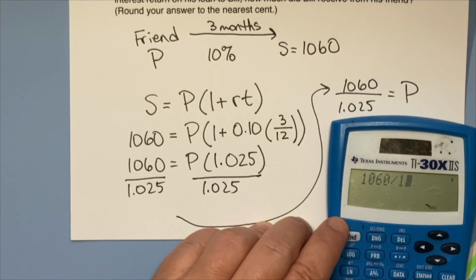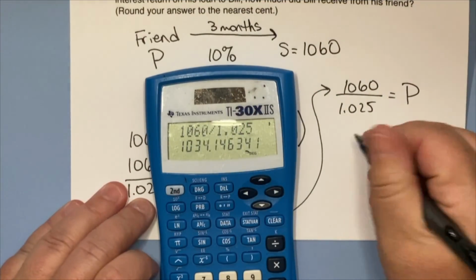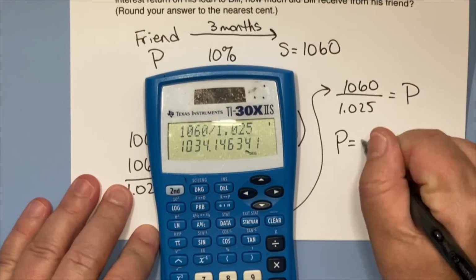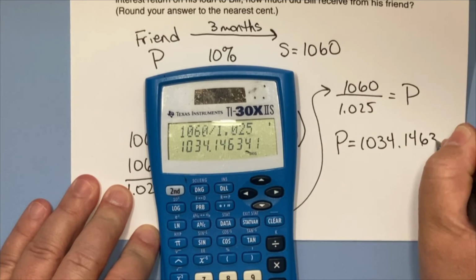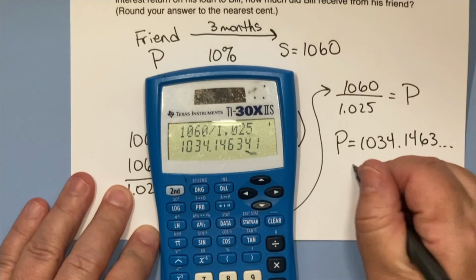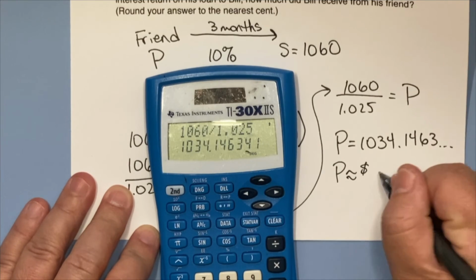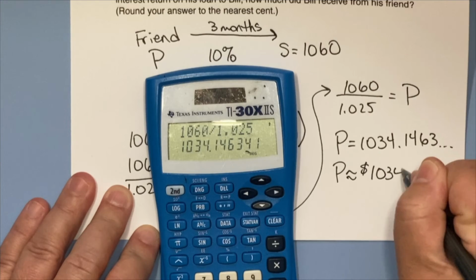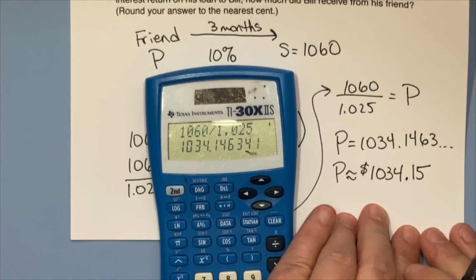1060 divided by 1.025 is, and then it gets ugly. So P equals 1034.1463, some other stuff. We're told to round to the nearest cent. And so P is approximately 1,034.15. So let's think about what this means.